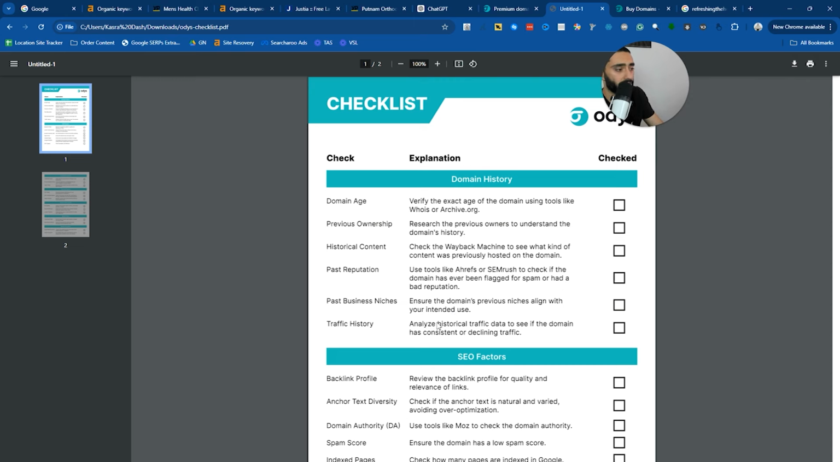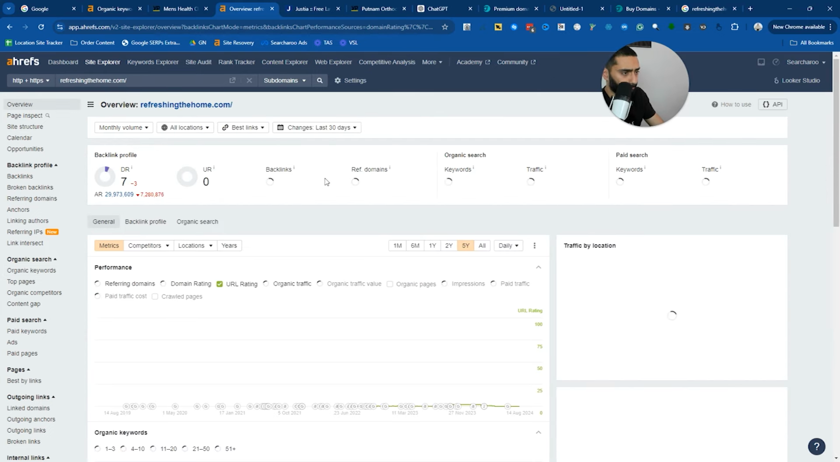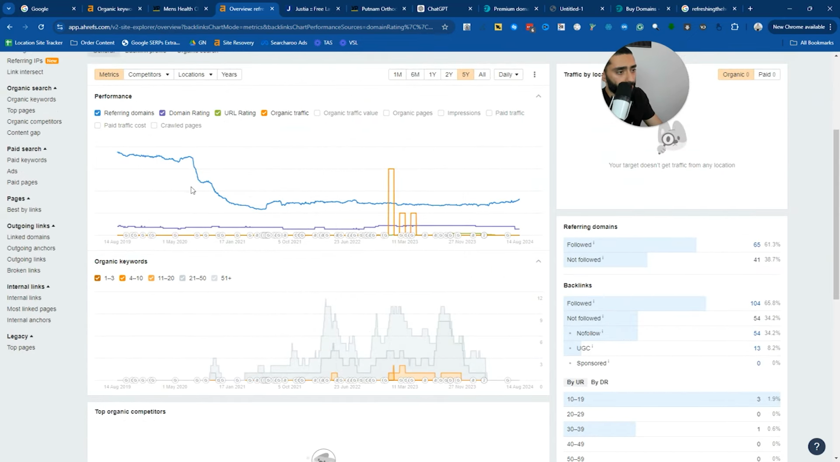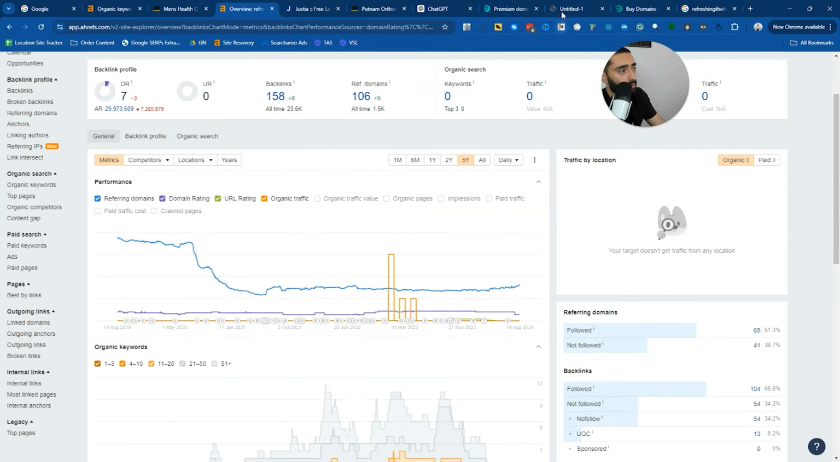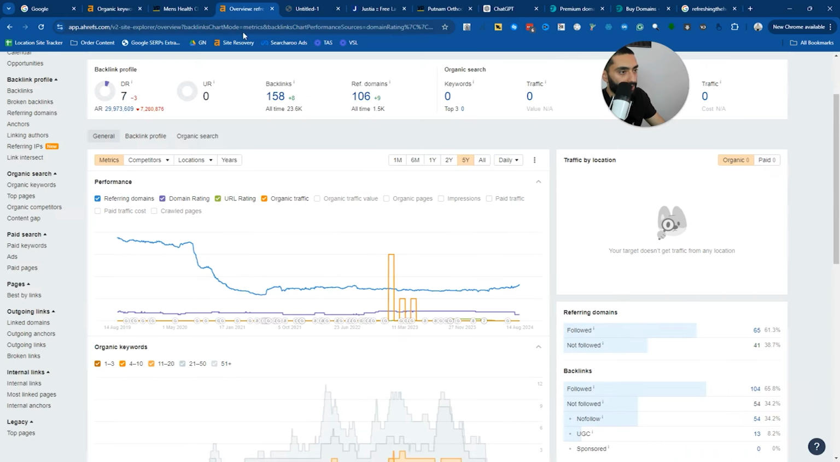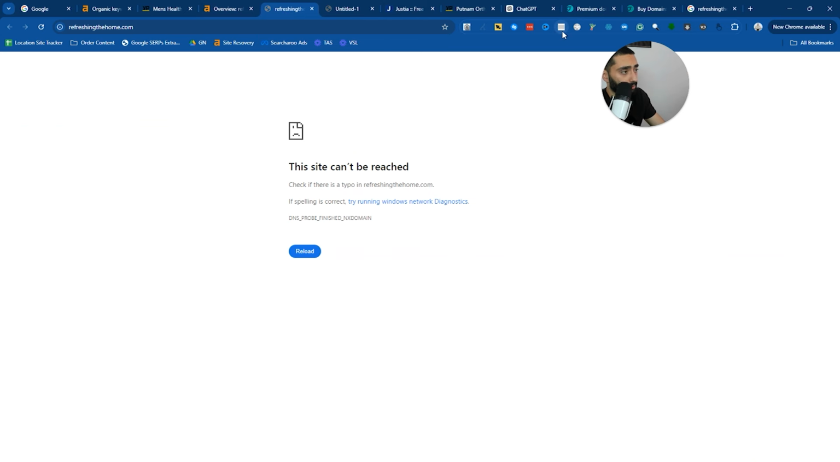Traffic history, so analyze the traffic history. Obviously, we can take a look at that on Ahrefs, and it will tell us what type of keywords it used to rank for. Also, one thing that we are going to take a look at is the actual SEO factor. So the backlink profile. One really good tip, especially if you're buying from ODYS. Alex doesn't know about this. Alex is the owner of ODYS, but if you're looking to purchase aged domains, I highly recommend you, or actually, don't purchase. It's completely free.